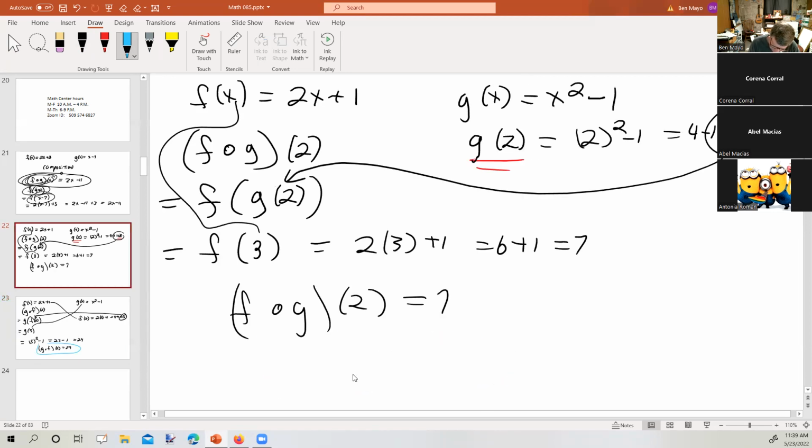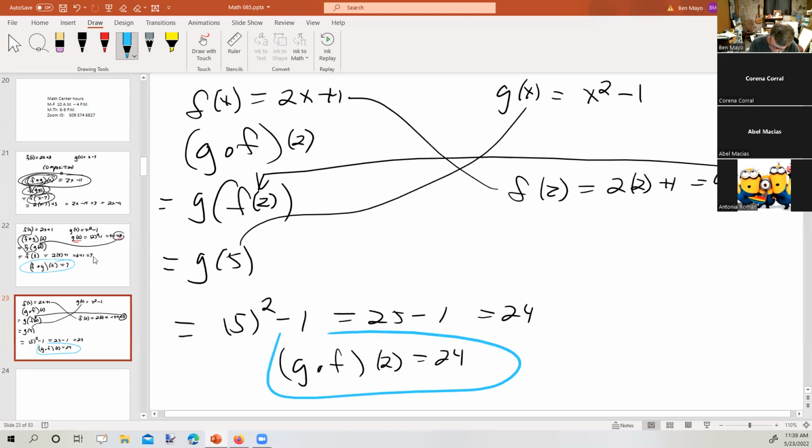Notice that we don't get the same answer. So composition is not commutative in general. F composed with G does not always equal G composed with F. Now I said does not always. There are some cases where it does. We'll be looking at those tomorrow. But in general, composition is not a commutative operation.